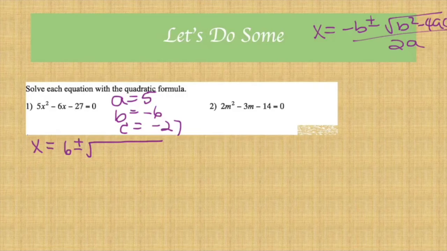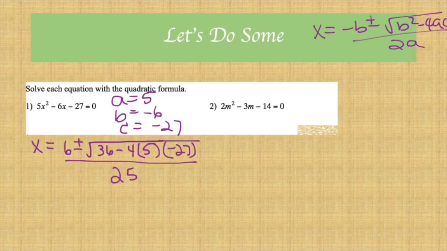So negative 6 squared is positive 36. Don't write negative 6 squared. It's just more to write, and sometimes with the negatives you might get them wrong. So just write what it is, 36. Then minus 4, because that's in the formula. A is the 5, and C is negative 27, all over 2 times 5.